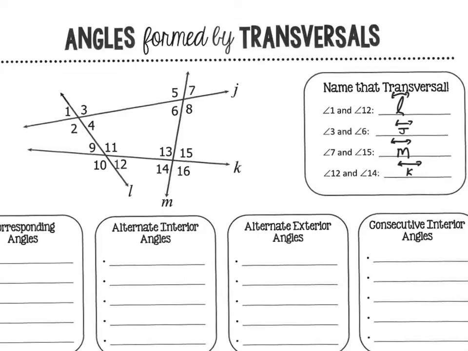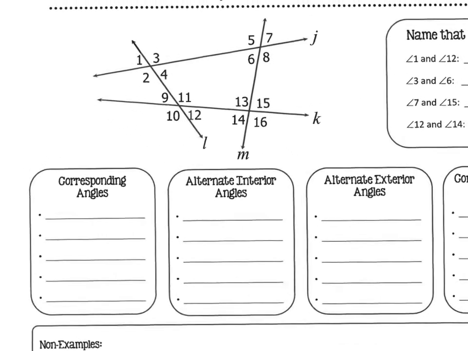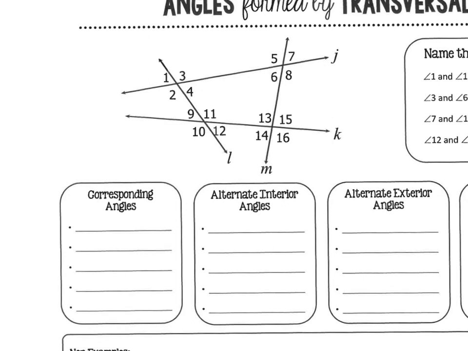So now let's go down here to corresponding angles. So corresponding would be in the same spot. So let's look at 12 and 4. 12 and 4 would be good. Yes. So 12 and 4. Okay. Give me another one.